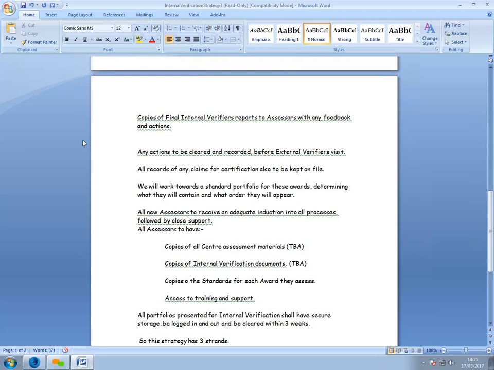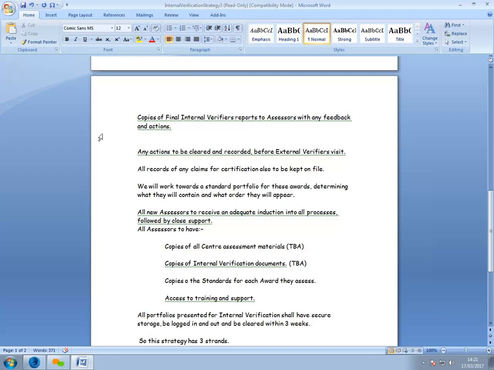Copies of final internal verification reports to assessors with any feedback and or actions. Any actions to be cleared and recorded before external verifiers visit. That's a must. I know it's obvious, but quite often it gets forgotten that any outstanding actions need to be closed out before you present them to the external verifier. He or she will pick that up straight away.